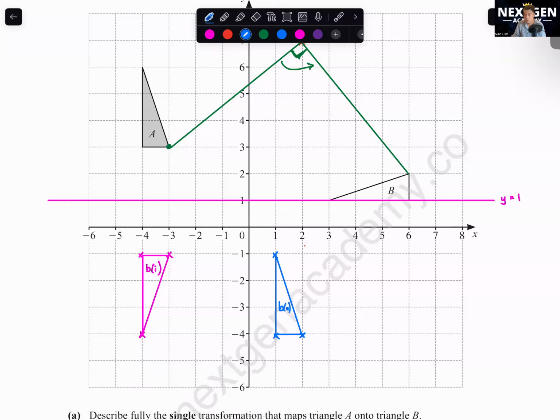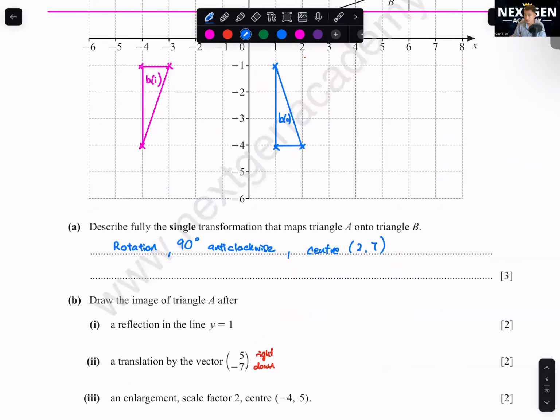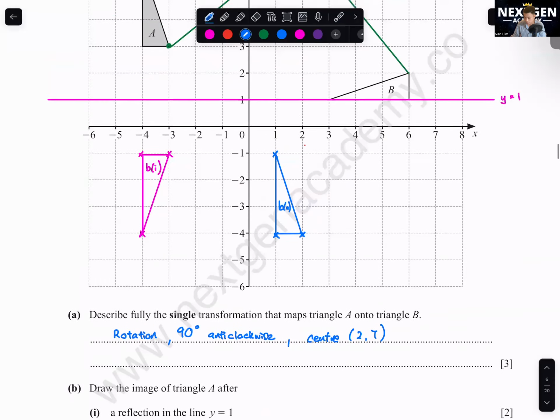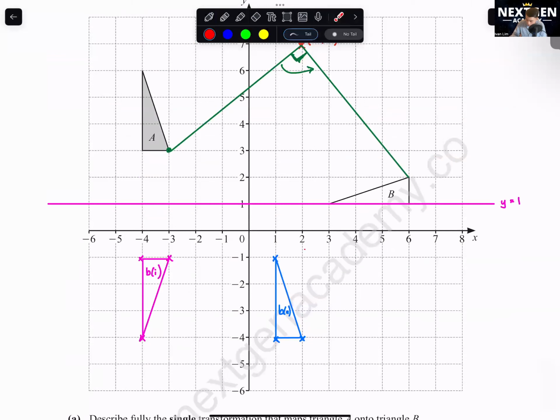Okay, last one. This last one I find a bit interesting because of where the center is at. An enlargement scale factor 2, center -4, 5. You all see here, right? Where is the center? -4, 5. Can you all see the center? It is on the point of the shape.